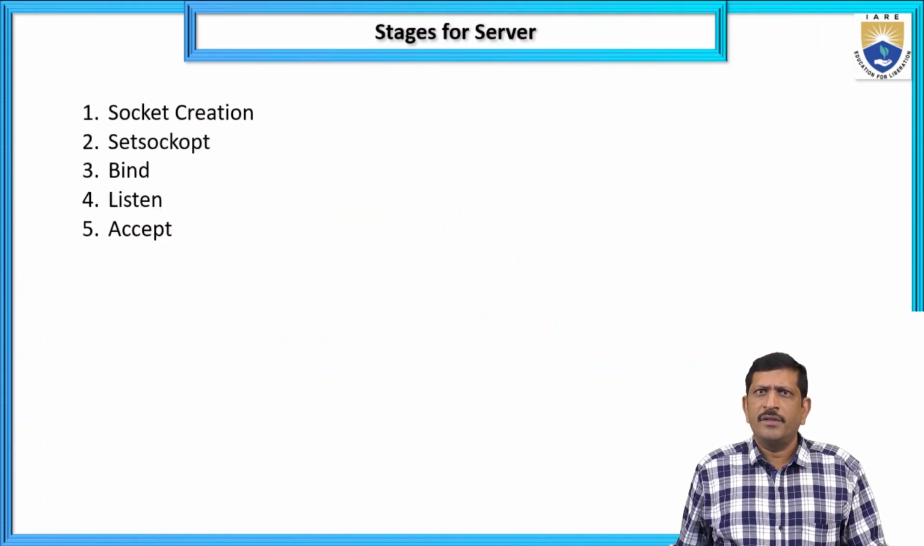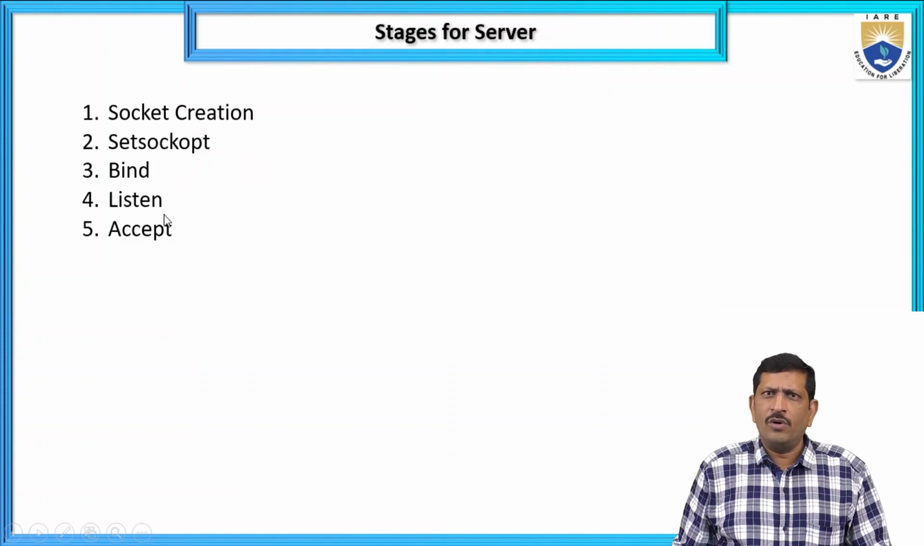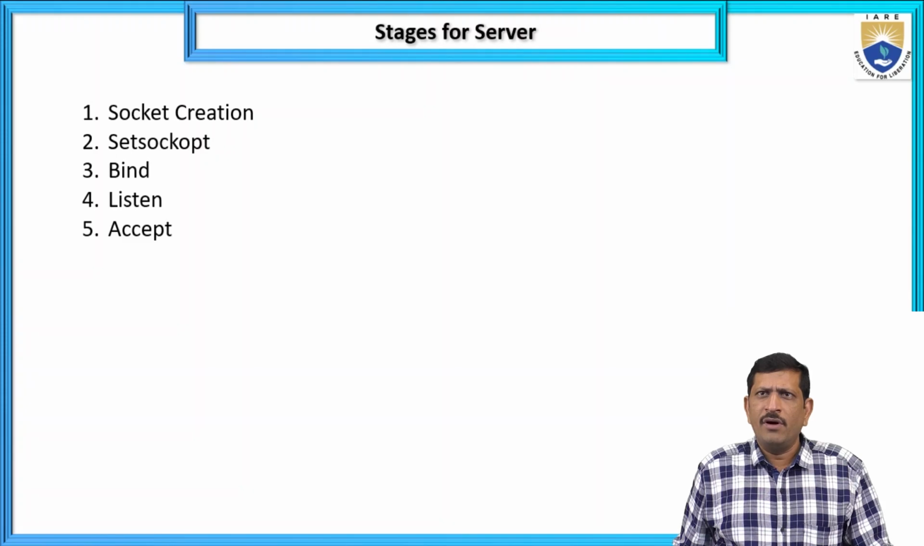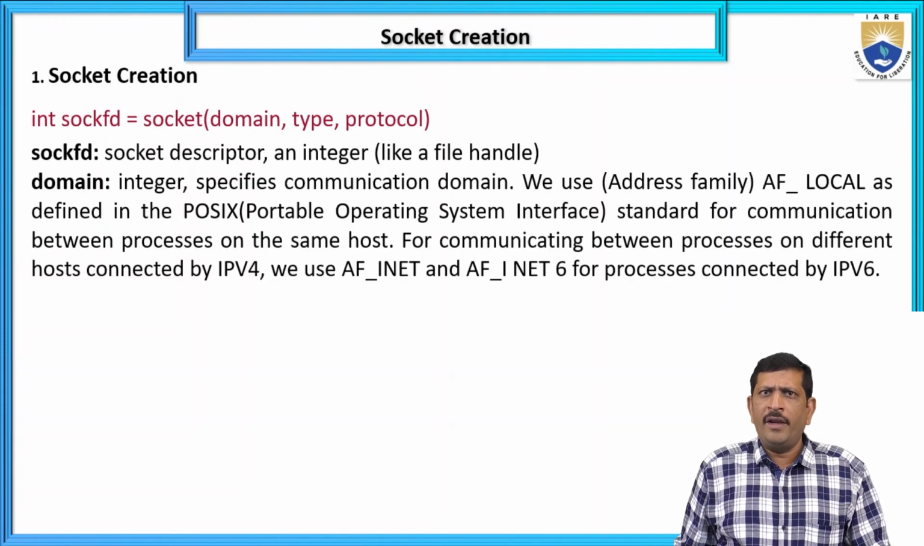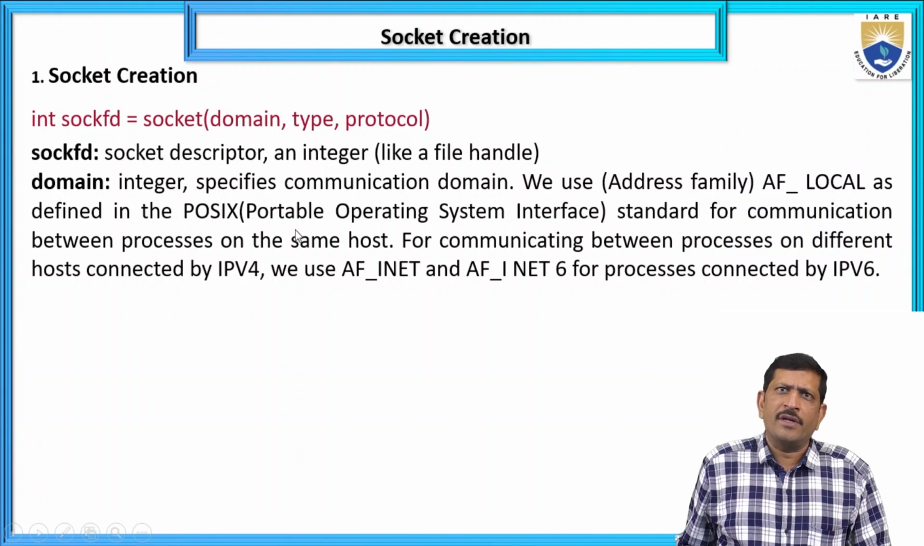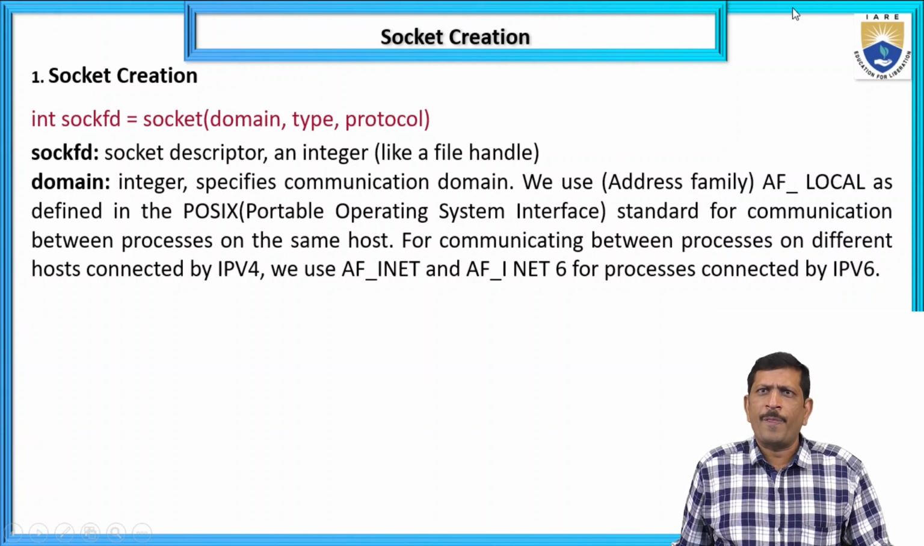So here are the stages for the server: socket creation, set socket option, bind, listen, accept. So these are all the stages for a server. And the first stage is socket creation.